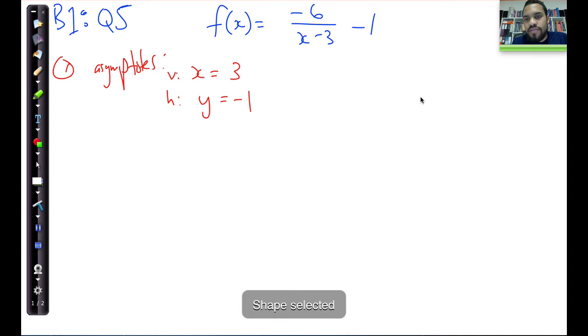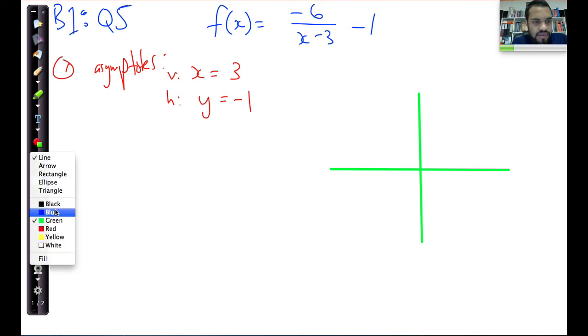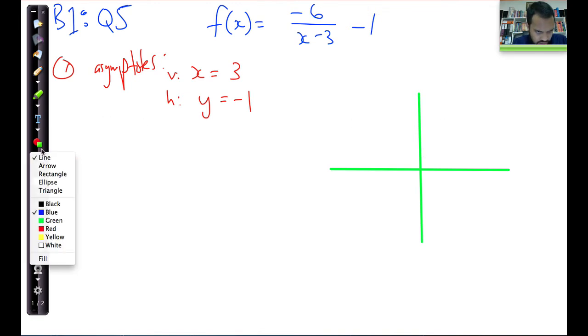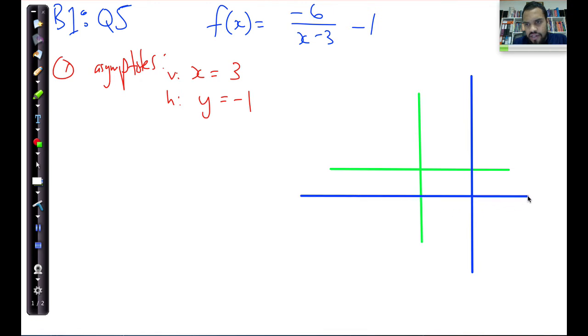So let us immediately start getting some of these out of the way here. There's our axes, and I'm going to use a blue color for the asymptotes. I'll just make them a lot longer. Vertical asymptote will be at +3, and the horizontal asymptote will be at -1.